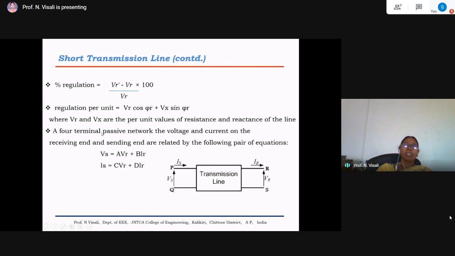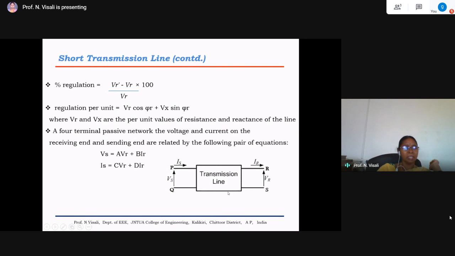For a four-terminal passive network, the voltage and current on the receiving end and sending end are related by the following relations. We represent the short transmission line as a simple two-port network, with the sending end and receiving end as the two ports. The two-port parameters are sending end voltage and current, and receiving end voltage and current, and the intermediate impedance network is the transmission line. So how do we write the equivalent parameters for a two-port network?